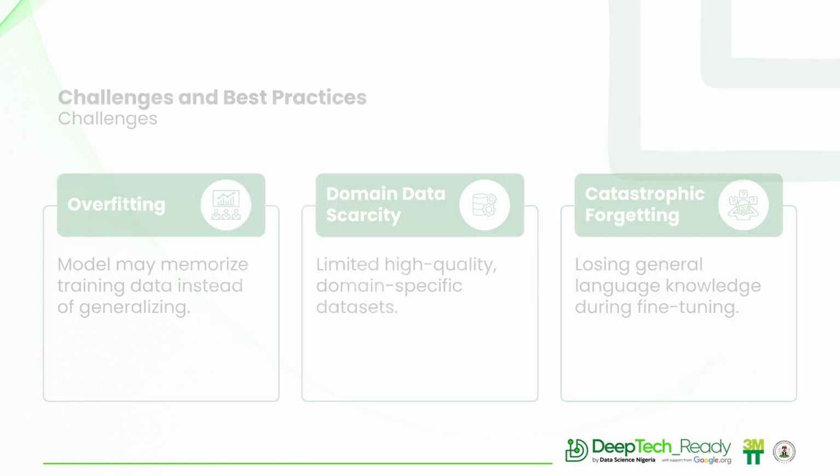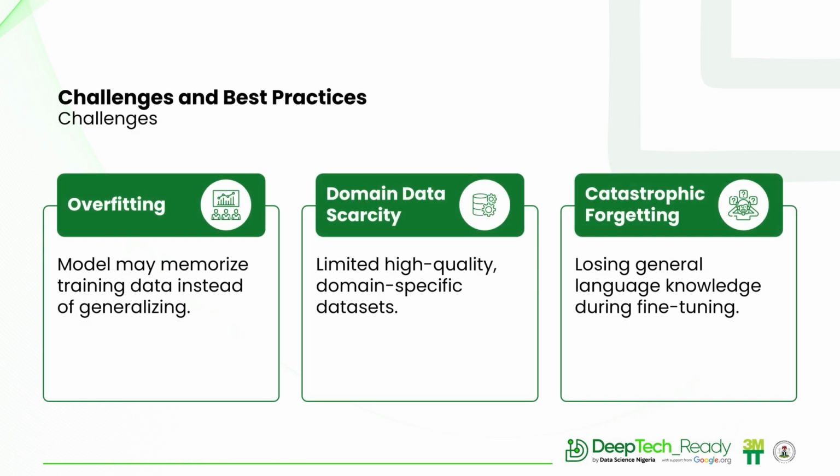Fine-tuning can be very effective, but it also comes with a few challenges that need to be managed. One common issue is overfitting, where the model becomes too focused on memorizing the training data rather than learning to generalize. This means it might perform well on the training set, but struggle with unseen data. To avoid this, we need to monitor performance and use techniques like regularization or data augmentation.